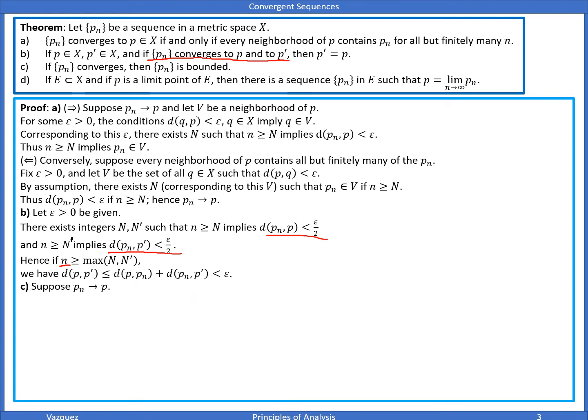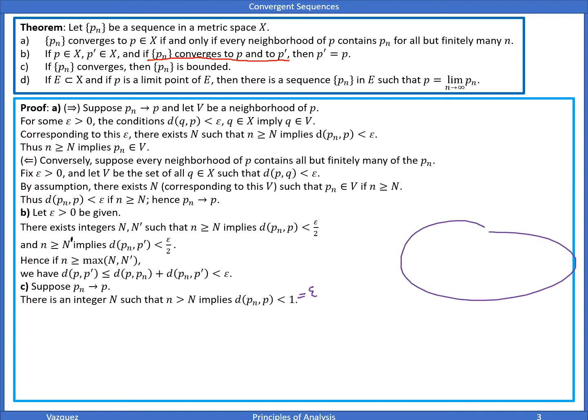Proof of C: if P sub n converges, then it is bounded. Fairly straightforward. There's an integer n such that n greater than N implies that the distance between P sub n and P is less than 1. So here, we're basically setting epsilon equal to 1. So again, little picture. Let's say this is P. We have a radius of 1, which is equal to epsilon. An epsilon radius.